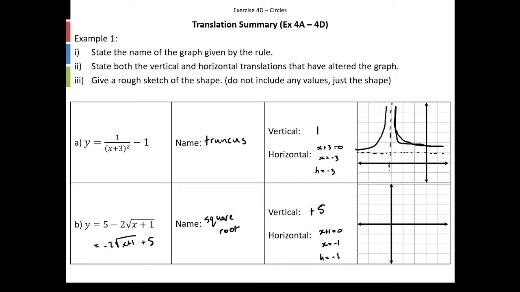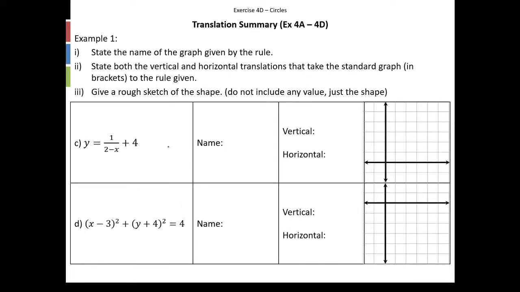That means our h is -1, so up 5. Each block is 2, and same going across is 2, so right there is our starting point. Now it's a negative square root graph, so that means it's going down, so it's something like that. Let's do a couple more.